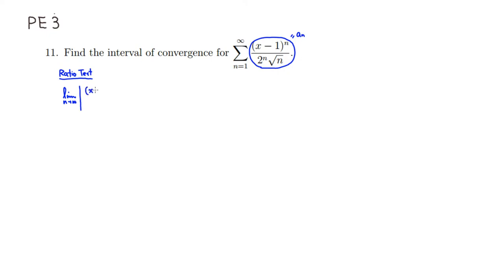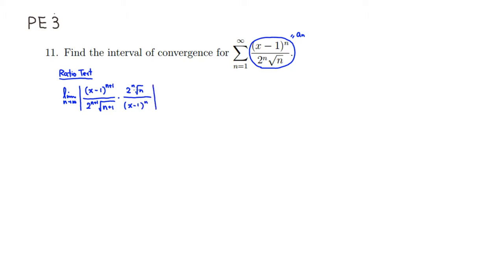So it's the quantity x minus 1, then we would put n plus 1, over... you have a 2 to the n, so we put 2 to the n plus 1. Then you have a square root of n plus 1. Then this is going to be divided by a_n, so I'll just take the reciprocal of this and multiply. So you have a 2 to the n, and a square root of n, and then the quantity x minus 1 to the n. Then you have an absolute value sign.